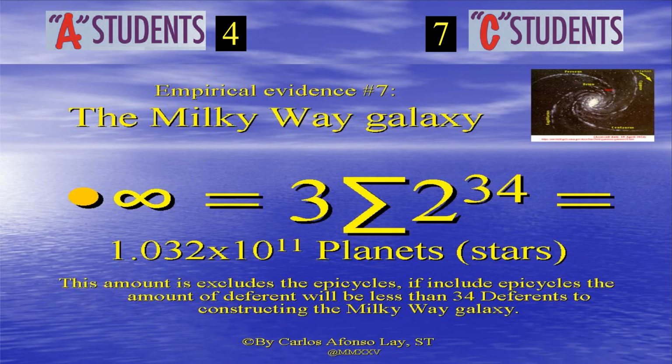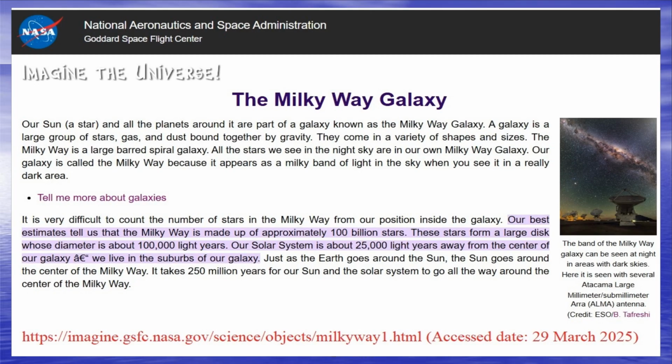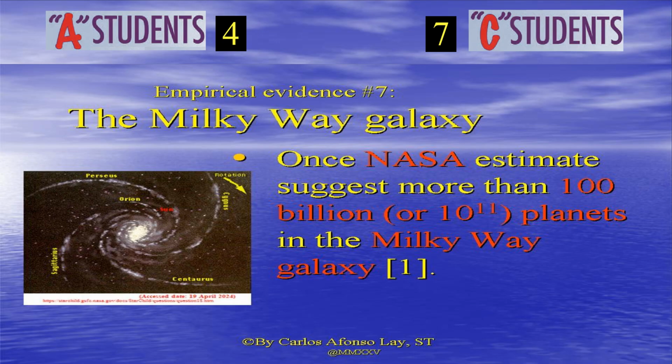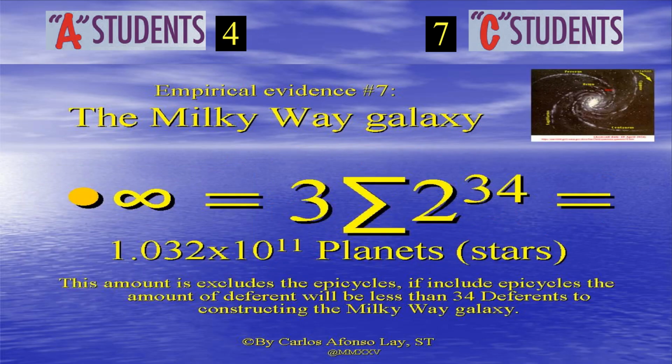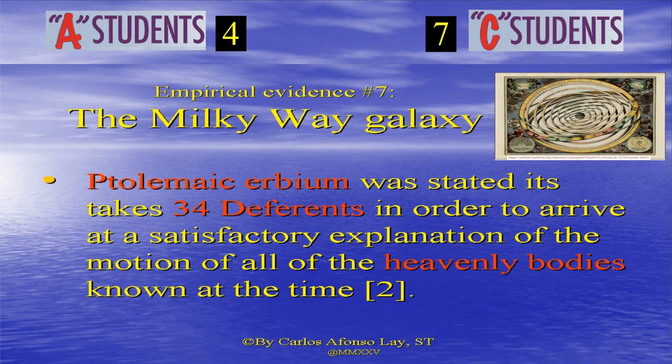Here is the planet or star. This is the amount in the Milky Way galaxy. First of all, we see the Milky Way galaxy is estimated by NASA to have more than 100 billion, or 10 power 11, planets in the Milky Way. This is from NASA. And Ptolemaic Albion said that it took 34 different motions in order to arrive at a satisfactory explanation of the motion of all the heavenly bodies at the time.